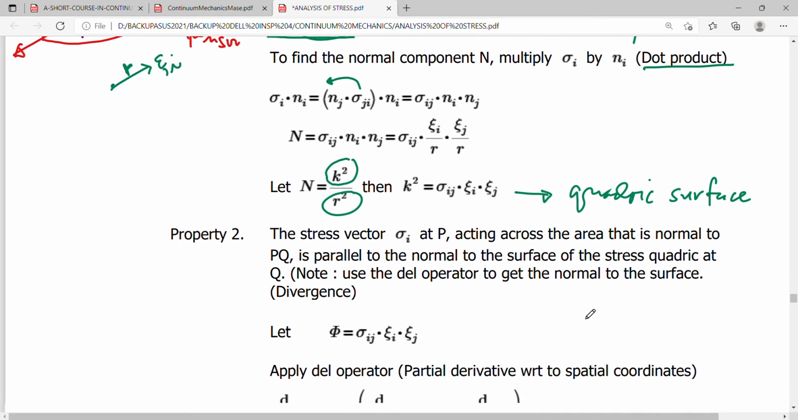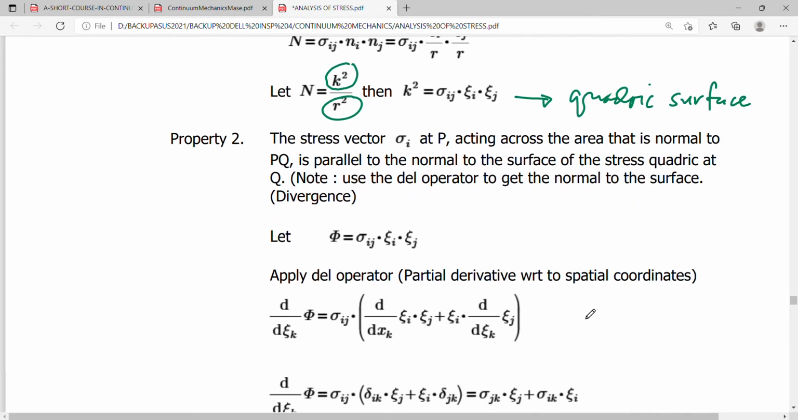For property number 2, the stress vector sigma i at P acting across the area that is normal to PQ is parallel to the normal to the surface of the stress quadric at Q.